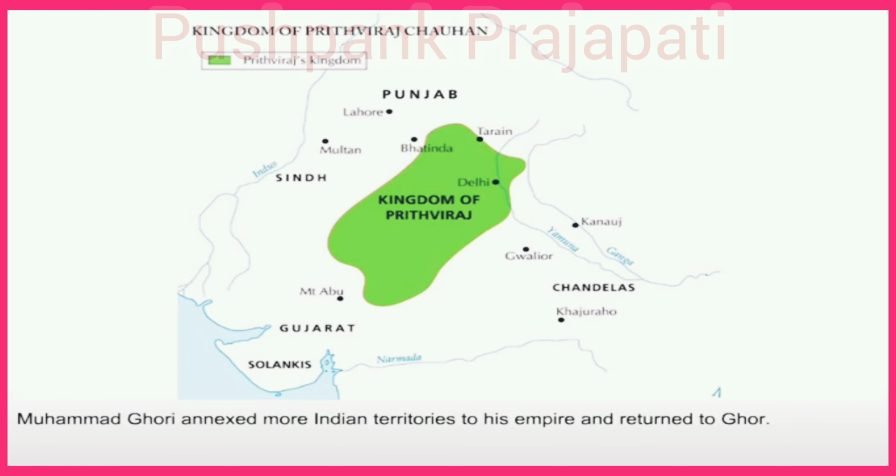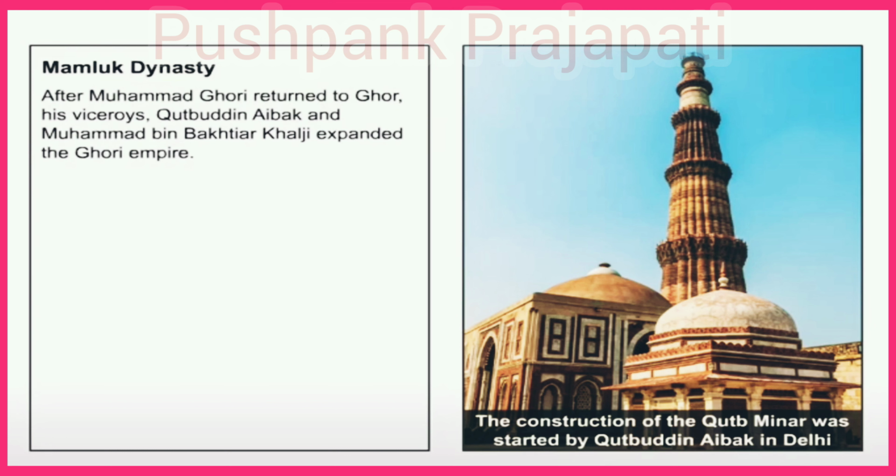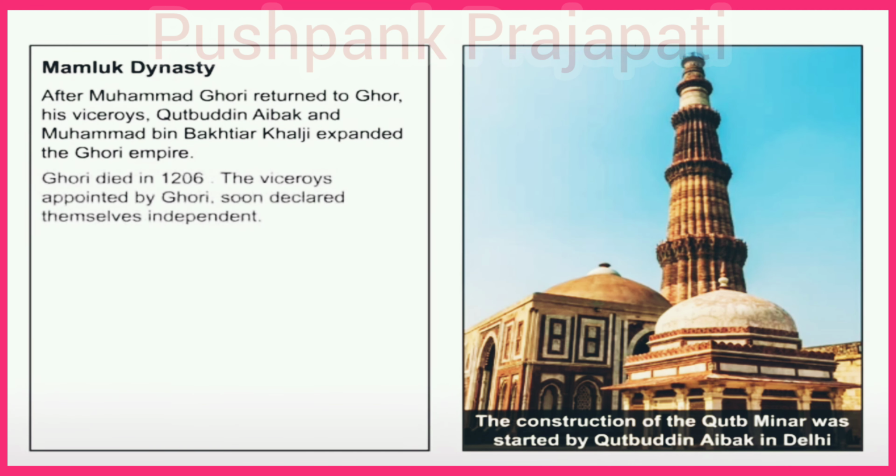Mamluk dynasty. After Muhammad Ghori returned to Ghor, his viceroys Qutbuddin Aibak and Muhammad bin Bakhtiyar Khalji expanded the Ghori Empire. Ghori died in 1206 CE. The viceroys appointed by Ghori soon declared themselves independent. Qutbuddin Aibak took control of the Indian possessions and laid the foundations of the Delhi Sultanate.